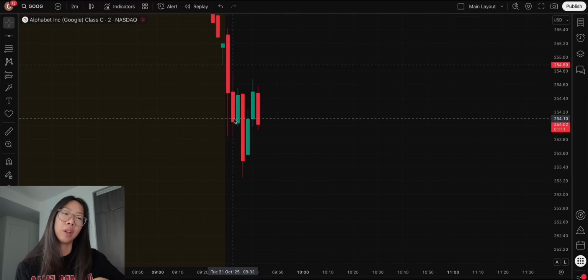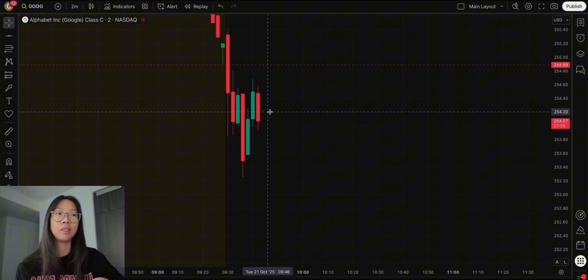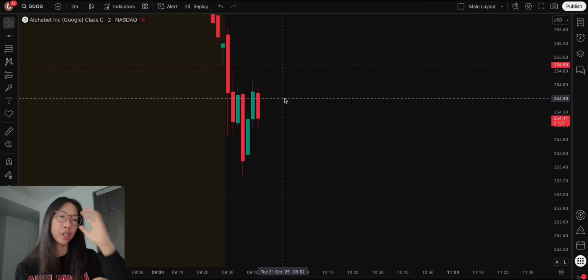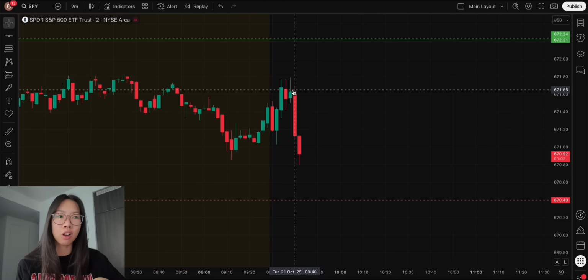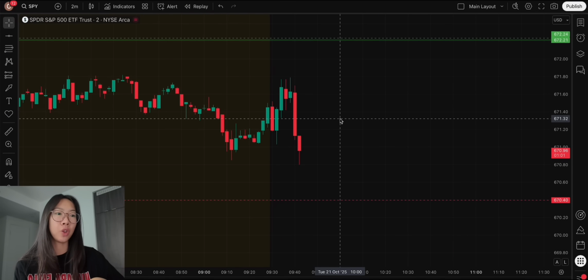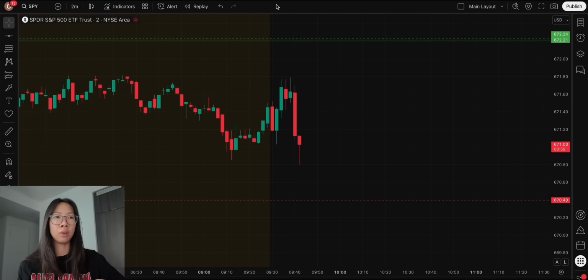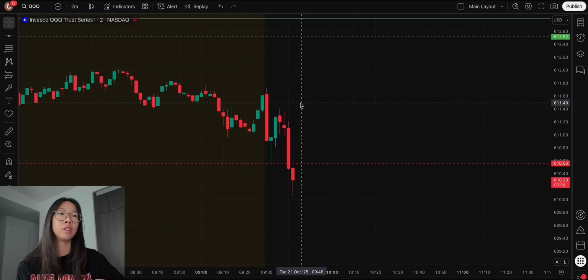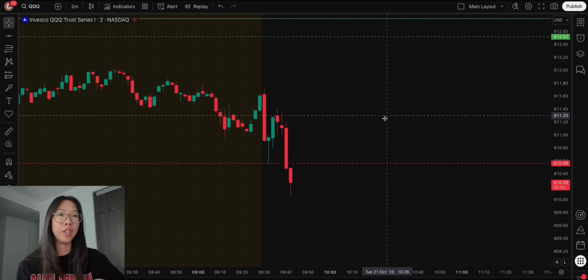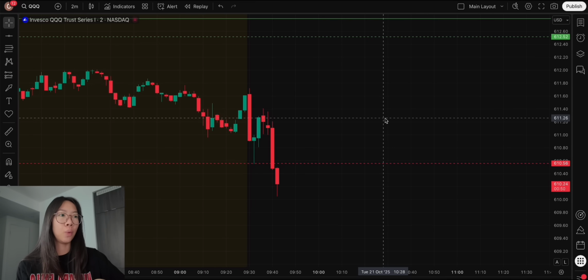Google looks pretty weak at open, sideways action. Doesn't really tell me too much of direction. Watching the ETFs, these ones also not a lot of direction right now. I mean, we just opened a couple minutes ago, so price sometimes takes a while to show direction. So I really just go through each ticker just to see what's really going on.